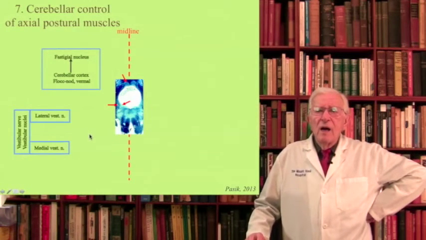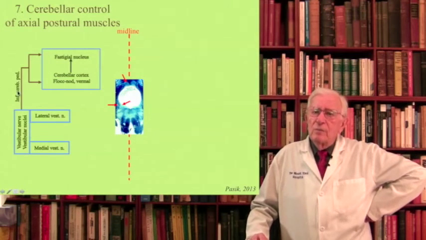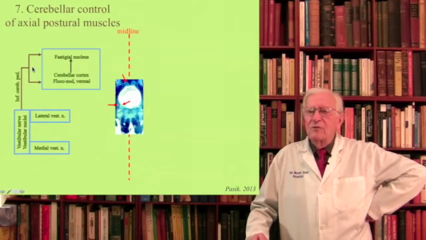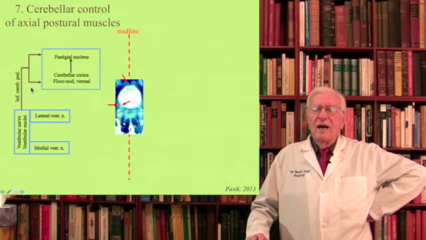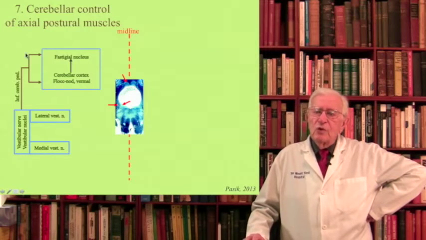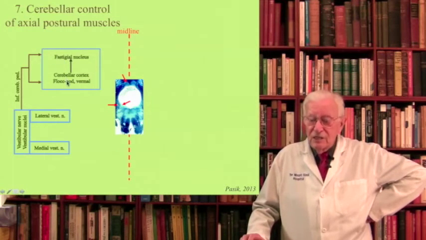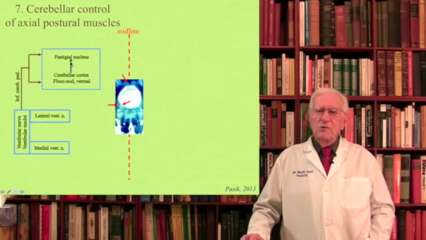All right? How is this working? Well, the vestibular nerve, both the nerve and the nuclei, project to the cerebellum, to the medial slabs of the cerebellum, again through the inferior cerebellar peduncle, and they terminate both in the cerebellar cortex and in the fastigial nucleus. The cerebellar cortex itself, the vermis, projects to the fastigial nucleus.